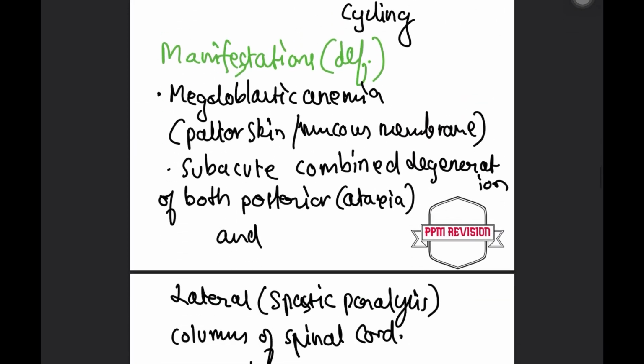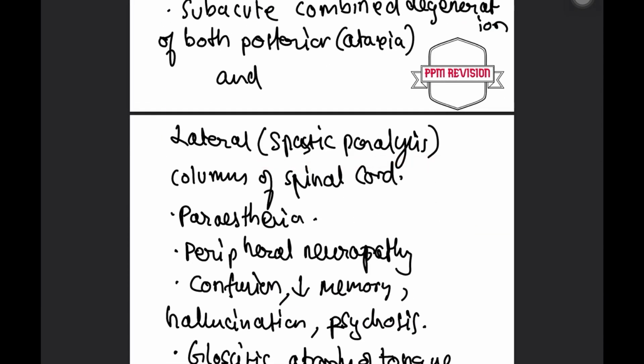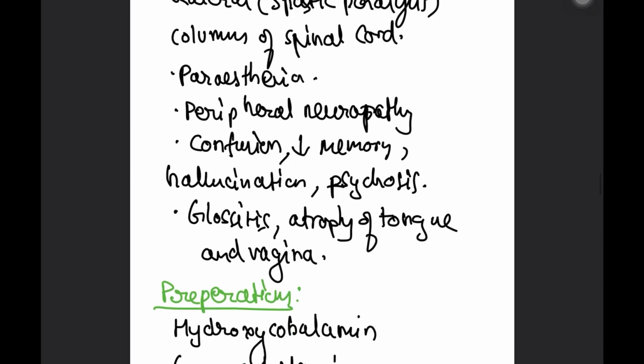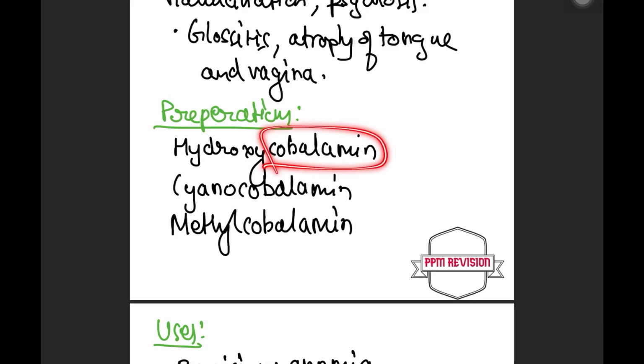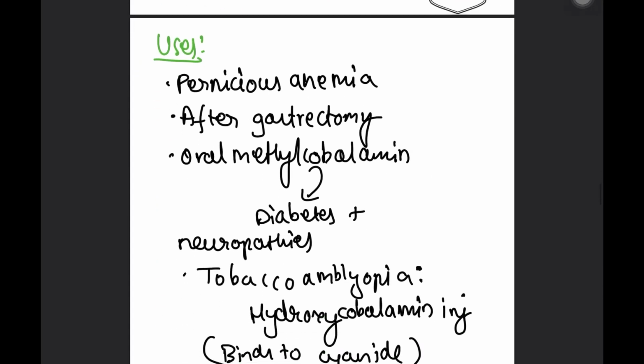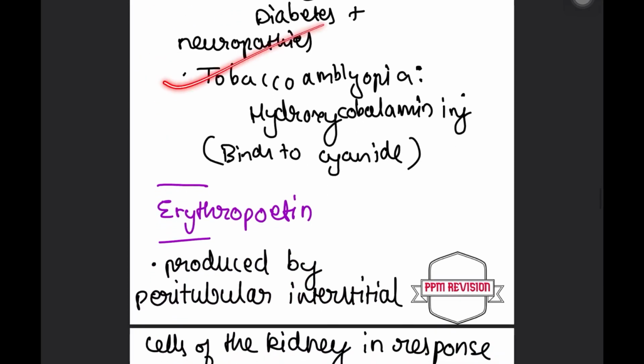Then you need to know the manifestations: spastic paralysis, ataxia, and paresthesia. Then preparations: vitamin B12 and all these cobalamin compounds. Uses are pernicious anemia and tobacco amblyopia.